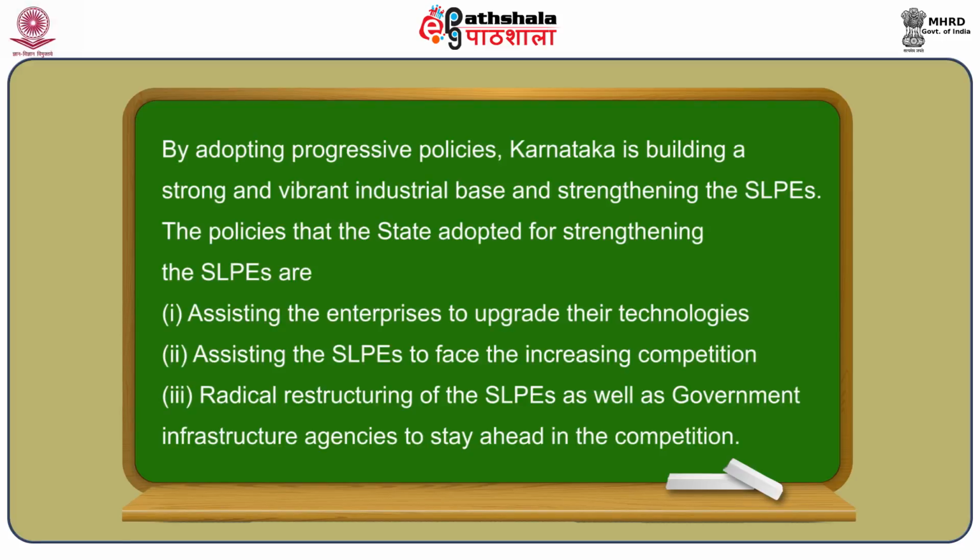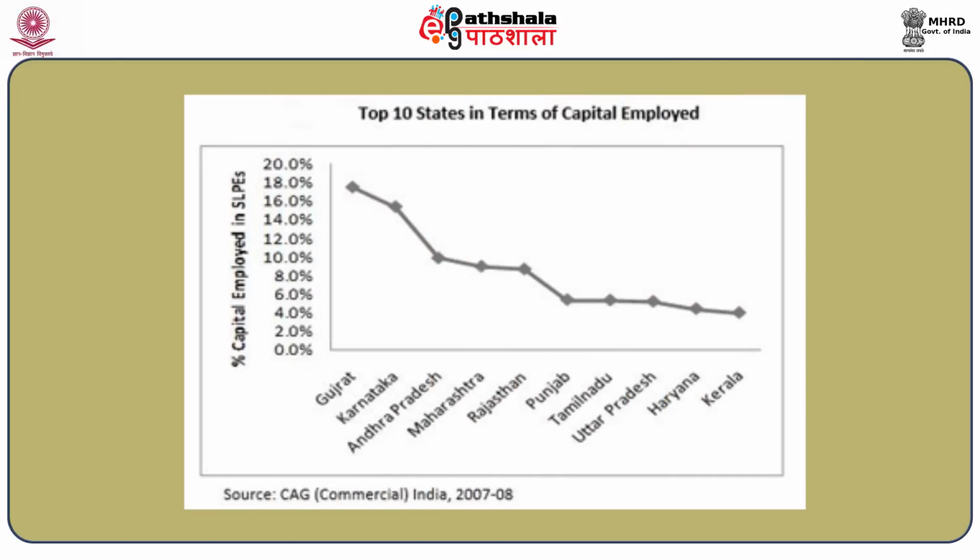By adopting progressive policies, Karnataka is building a strong and vibrant industrial base in strengthening their SLPEs. The policies that the state adopted for strengthening these SLPEs are assisting the enterprises to upgrade their technologies, assisting them to face the increasing competition, and a radical restructuring of these enterprises as well as government infrastructure agencies to stay ahead in the competition. As far as turnover and capital employed are concerned, Gujarat stands first in capital employed, whereas it occupies second place in terms of revenue generation.